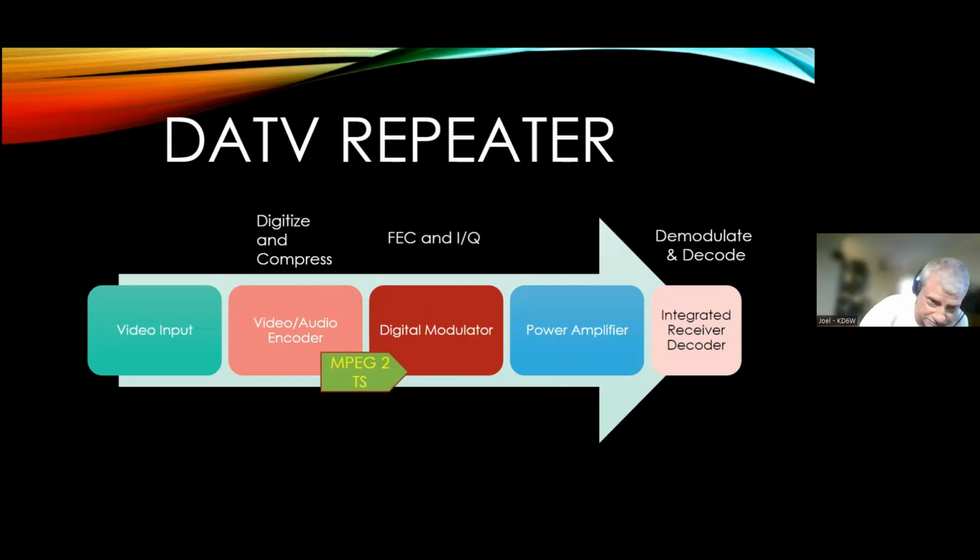So the repeater has a video input. It has an encoder, which then creates a transport stream, so it's compressed. Then that's fed to the modulator, where you add the forward error correction and it turns it into I and Q. Then that modulator output is fed to the power amplifier, and that's what's transmitted over the air to your antenna. And then at the home, you'll have your little integrated receiver decoder.